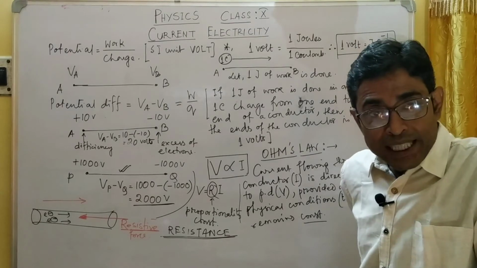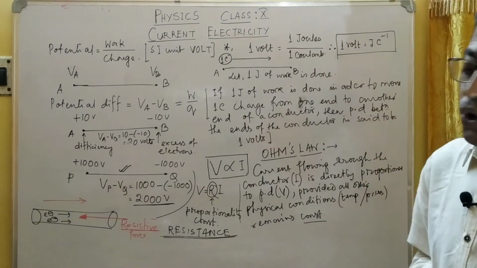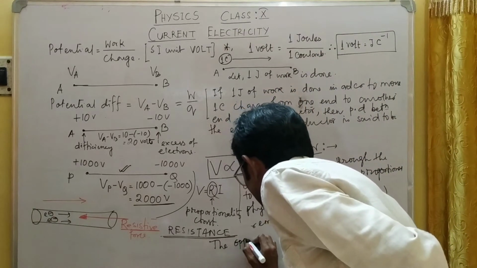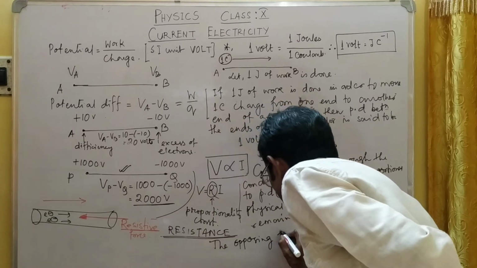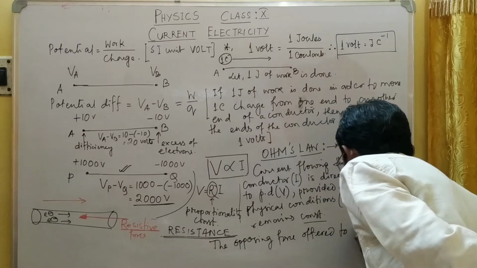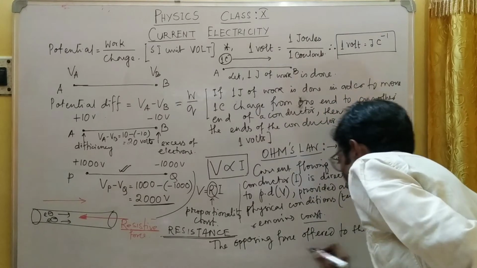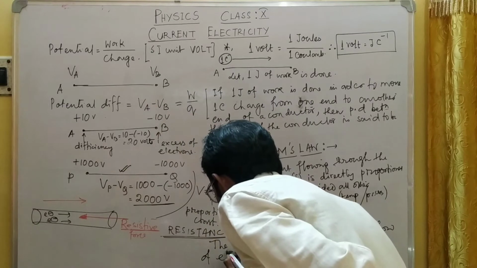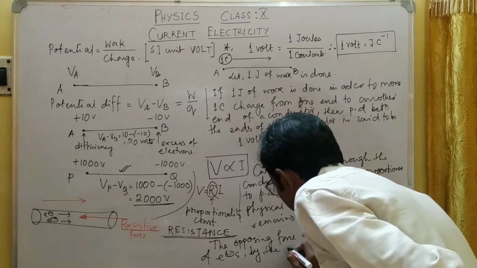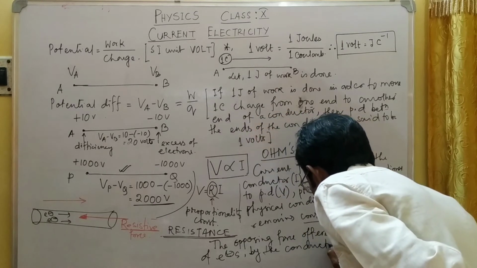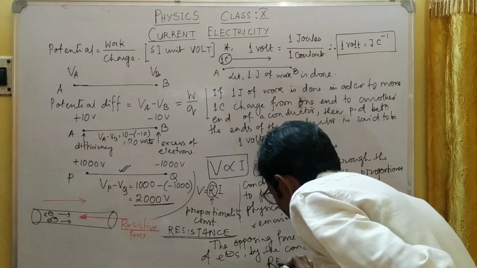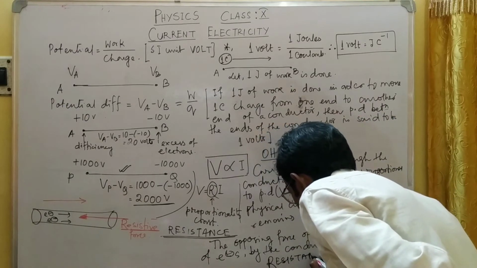So the opposing force offered to the flow of electrons, I'll write it for you. The opposing force offered to the flow of electrons by the conductor is called resistance. Remember this one, resistance.